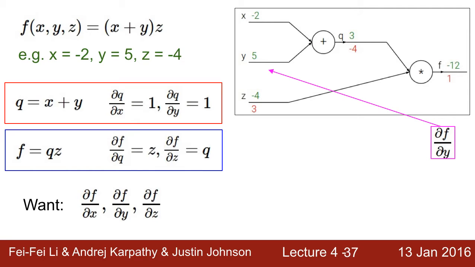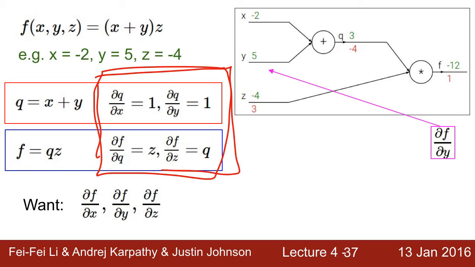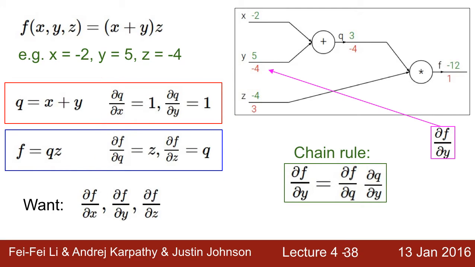And now I don't have an expression of that form anywhere in any of these local partial derivatives. But I have the chain rule, and the chain rule tells me that I can express this thing as a product of two quantities that I do know. One, the gradient coming in from this direction, and one, this local partial derivative that I had previously computed for this particular node in the graph. And so I multiply these two things together.